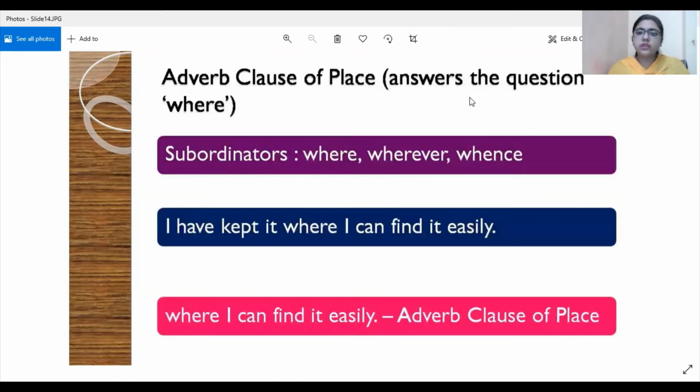Next is adverb clause of place. It answers the question where. So subordinators which denote place are used over here, like where, wherever, whence. I have kept it where I can find it. So where did I keep it? Where have I kept it? Where I can find it easily. So it becomes an adverb clause of place.